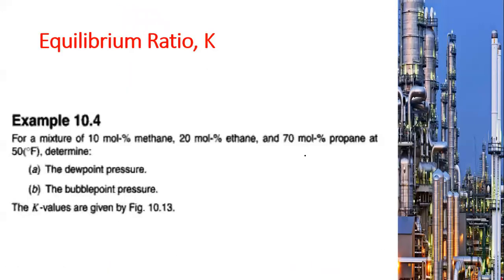Okay, example 10.4. For a mixture of 10 mole % methane, 20 mole % ethane, and 70 mole % propane at 50 degrees Fahrenheit, determine the dew point pressure. Letter B, determine the bubble point pressure. So pag sinabing dew point, ibig sabihin, lahat ng substance nyo, vapor. Tapos dew point, magkakaroon siya ng hamog, di ba?